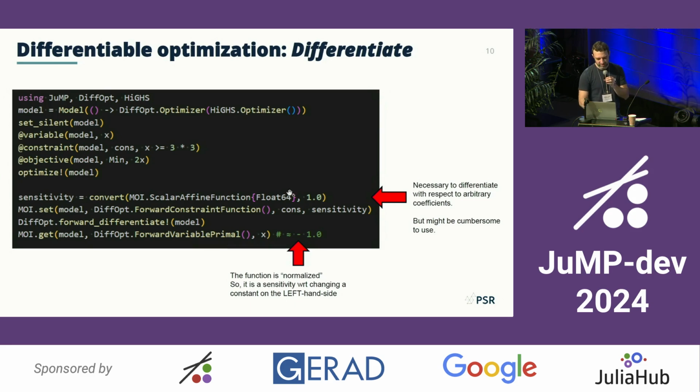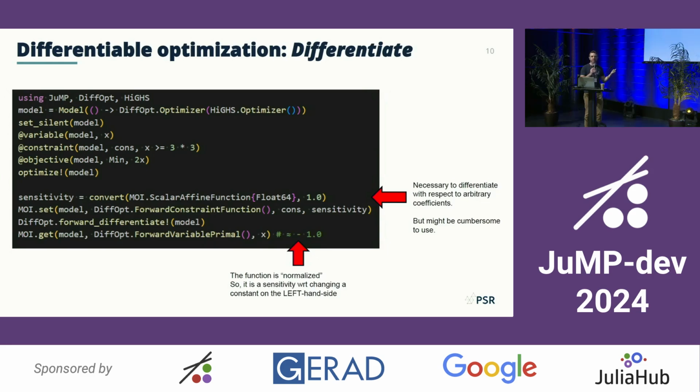Well, defining this function this way and getting the sensitivity this way is basically what you need to do if you want to be super general, because you might want to differentiate with respect to any coefficient of your problem. And that's all you have. You have the coefficients of your problem, and you want to figure out how to differentiate with respect to each one of them.